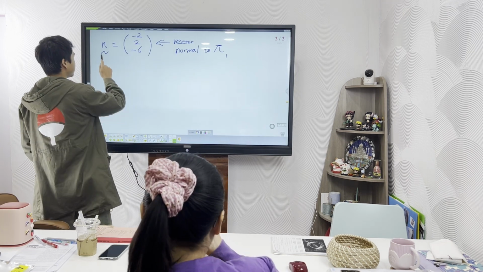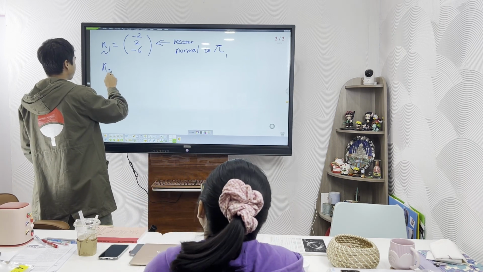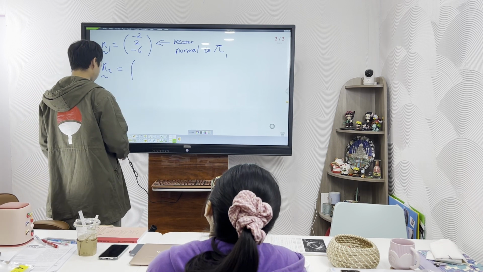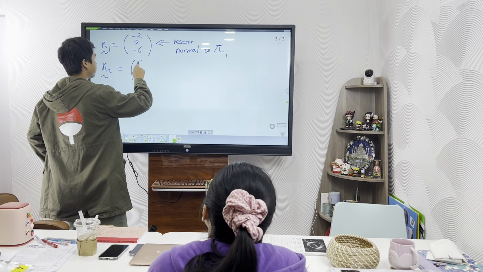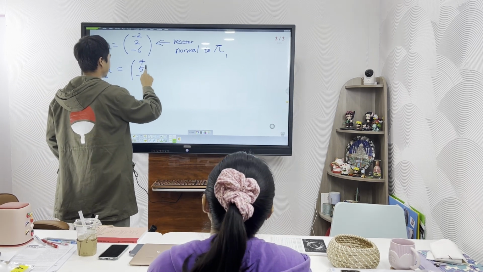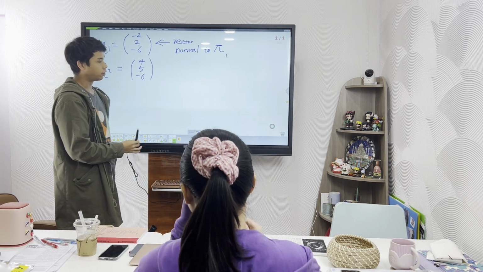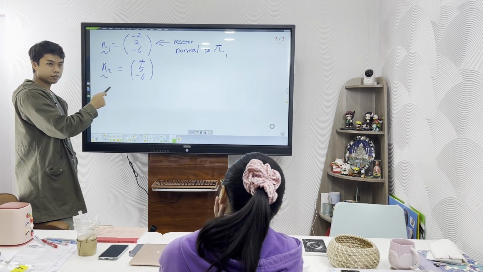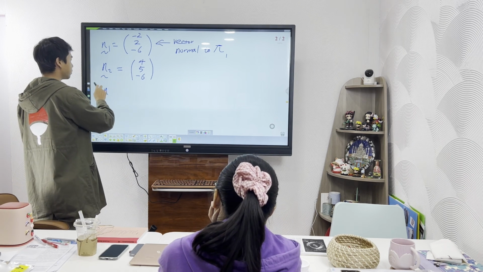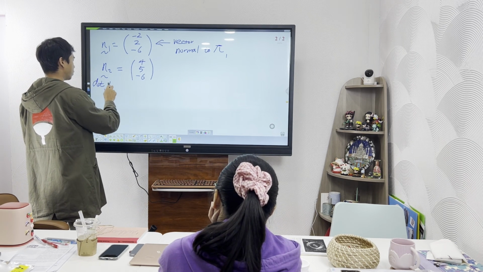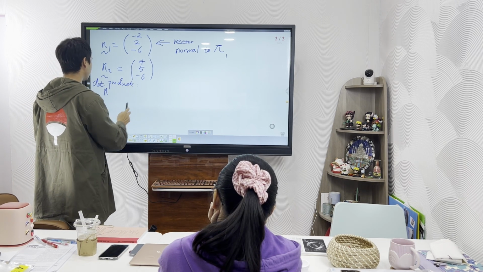So this is a normal vector for pi 1, correct? The normal vector for pi 2 is 4, 5, -6. Okay, so if we have two vectors, this comes with a dot product formula. Of course, you can use cross product, but dot product is much easier to use.